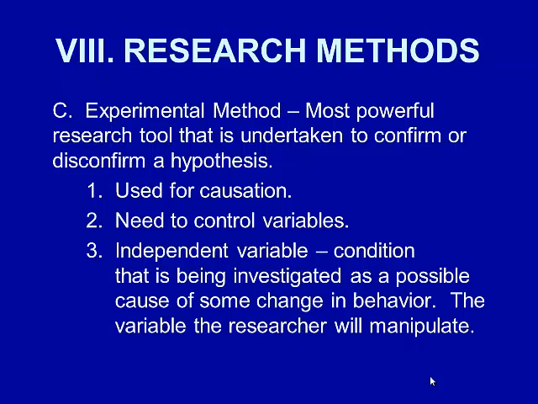Interesting study, though. When we do this study, we have what's called an independent variable. The independent variable is the condition that's being investigated. In this case, the condition is the effect of sugar. So who gets the sugar and who doesn't get the sugar is the independent variable, as a possible cause of some change in behavior. This is the variable the researcher is going to manipulate.